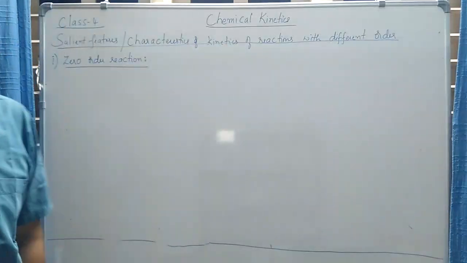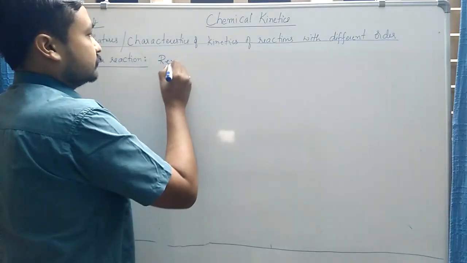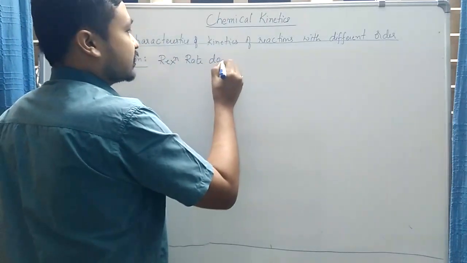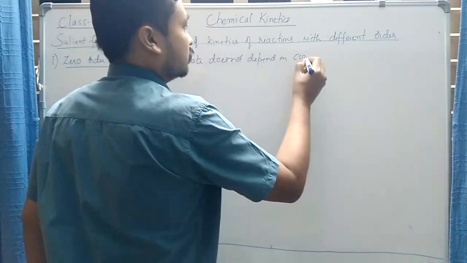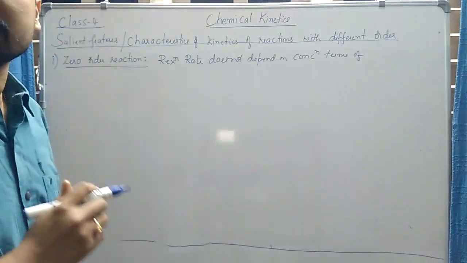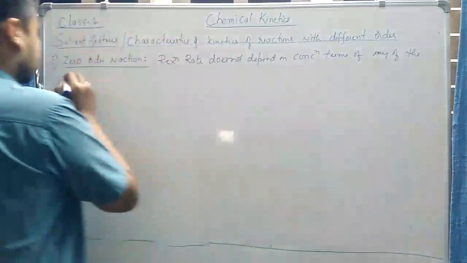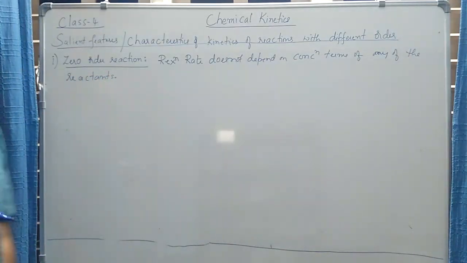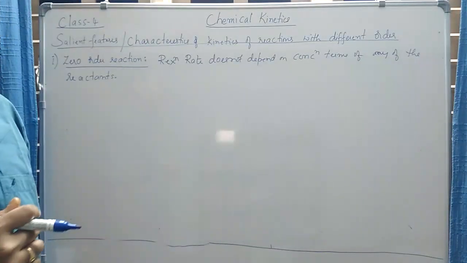So what is a zero order reaction? A zero order reaction is a reaction in which the reaction rate does not depend on concentration terms of any of the reactants. So in this case, the rate of the reaction does not depend on the concentration of any of the original reactants that are involved in the reaction.